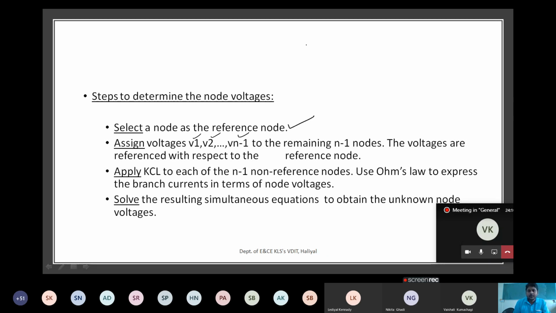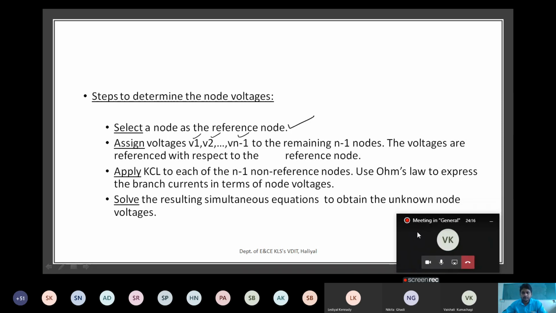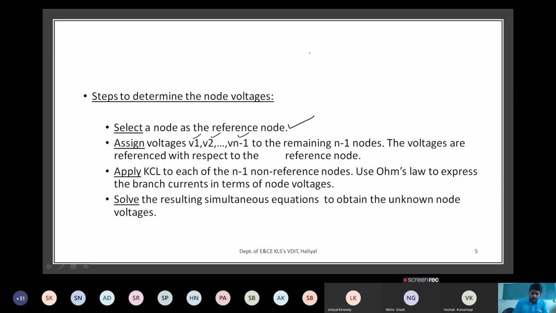Here comes one interesting property. Suppose you have 5 nodes in a given circuit. Out of 5 nodes, if you keep one as the reference node, the remaining 4 nodes will be non-reference nodes. This indicates n minus 1, where n is equal to 5. This is how you have to follow the step.